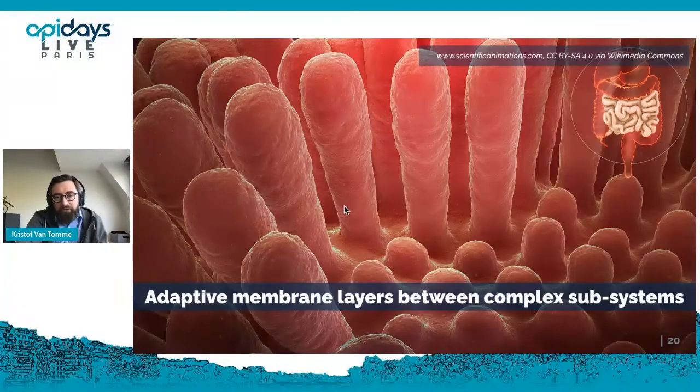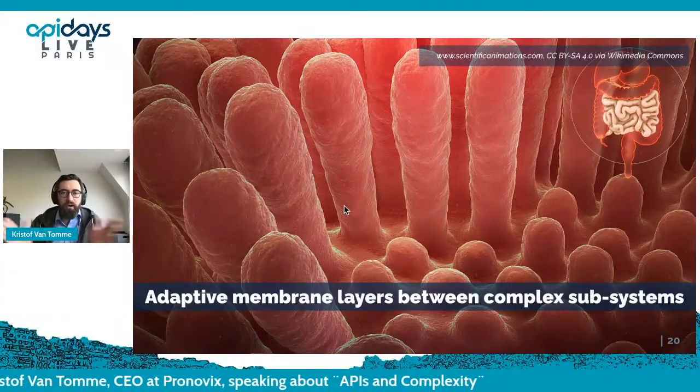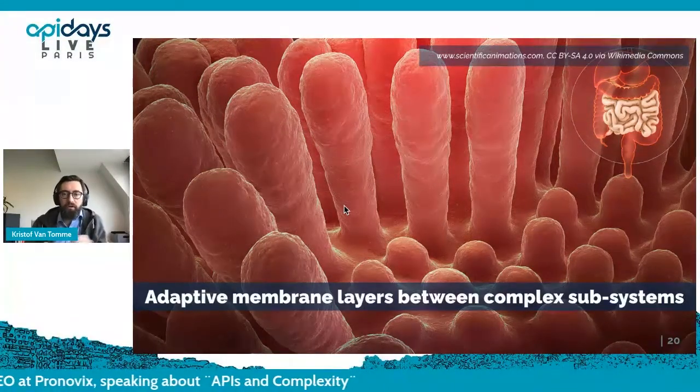The practical outcome of that is, for example, in your gut, you have this adaptive membrane layer that provides an interface between the microbiome and your immune system and the rest of your body, that together create this fascinating living thing that can eat a bunch of different things and still be fine and function in a wide variety of environments on a wide variety of diets.